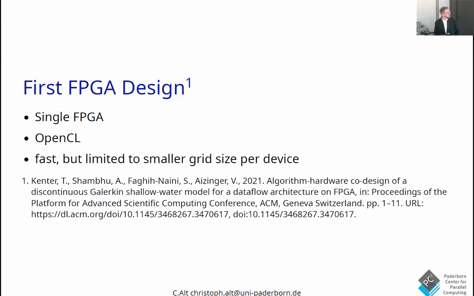A bit of history. The first of these FPGA designs we had was from 2021. It was a single-FPGA OpenCL design, and it was fast, but it stored all the mesh information in the block RAM memory, and thus was limited to rather small mesh sizes.